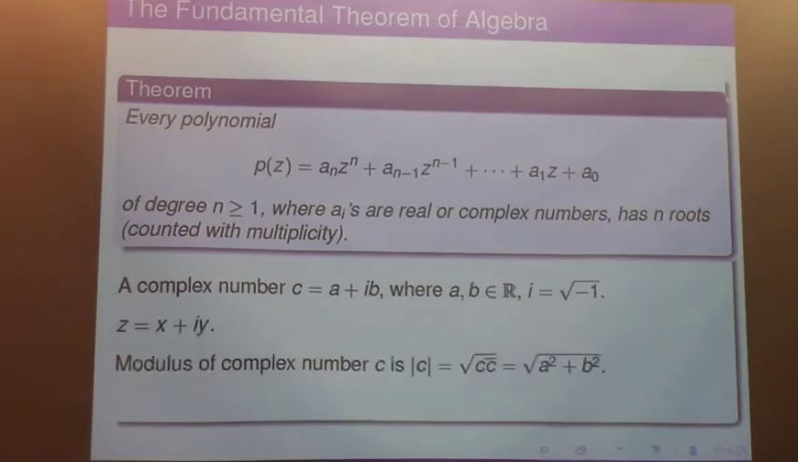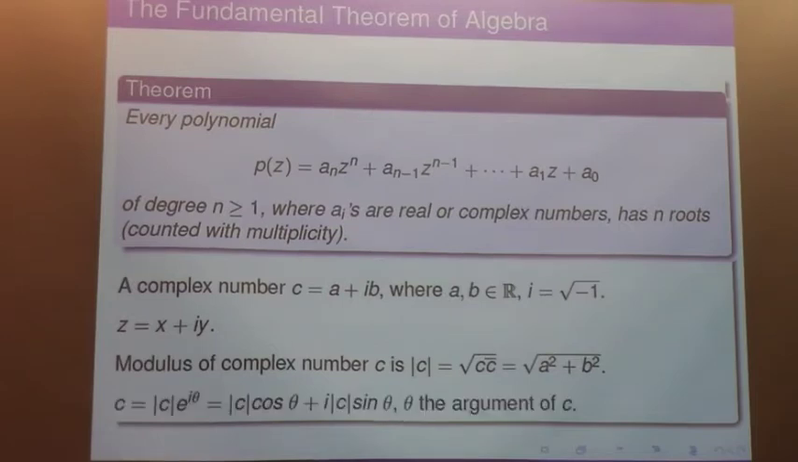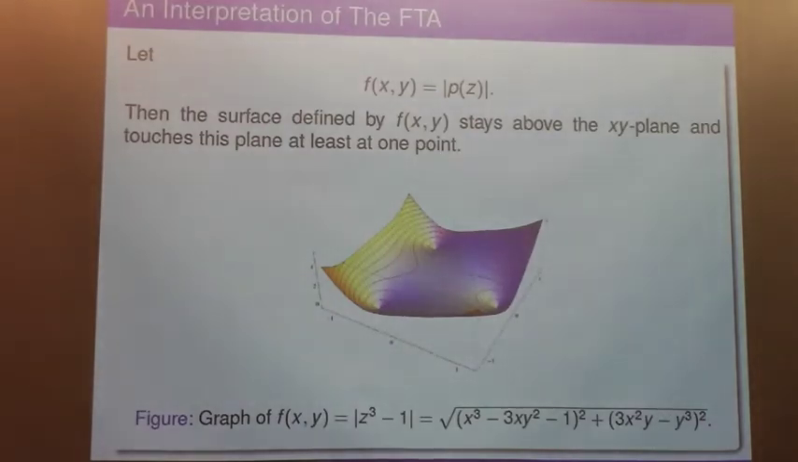And the complex variable z is x plus iy, the modulus of a complex number, and the polar form of a complex number in terms of its argument and its modulus. So an interpretation of the fundamental theorem of algebra is in terms of the modulus of the polynomial. If you have a polynomial, its modulus is a function of x and y. It's not always so easy to write this function.